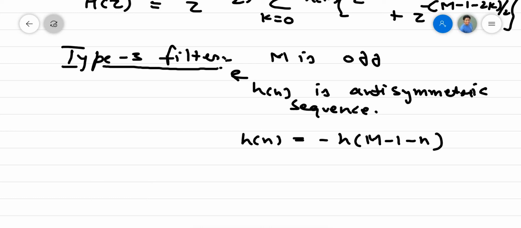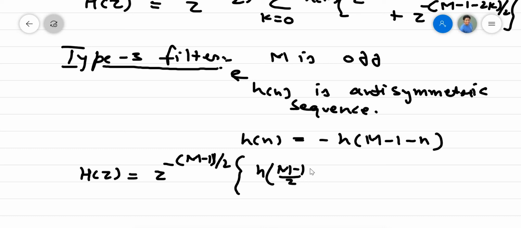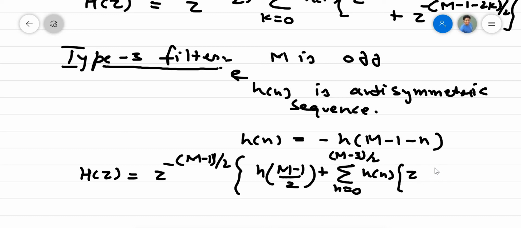So we can write directly the H(z) we have obtained for type 1 filter, that is H(z) is equal to z to the power minus (M minus 1) by 2 [h((M minus 1) by 2) plus summation n equals 0 to (M minus 3) by 2 h(n) (z to the power (M minus 1 minus 2k) by 2 and z to the power (M minus 1 minus 2k) by 2 with a negative sign)].